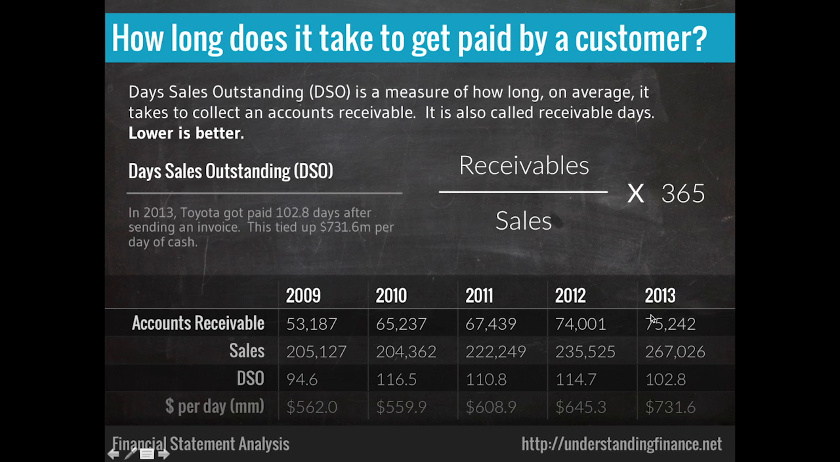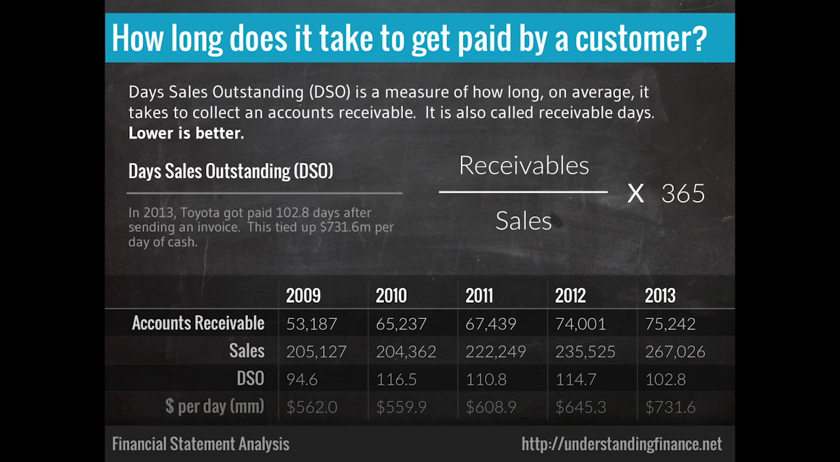$267 billion of sales. Here's the formula. I take my accounts receivable, I divide by my annual sales or revenue. That's the percentage of the year that it's taking me to tie up the cash. I multiply that by 365 days, and it tells me that on average, it's taking Toyota 103 days, 102.8 days, to get paid once it ships its product. In 2009, that was 94.6 days.